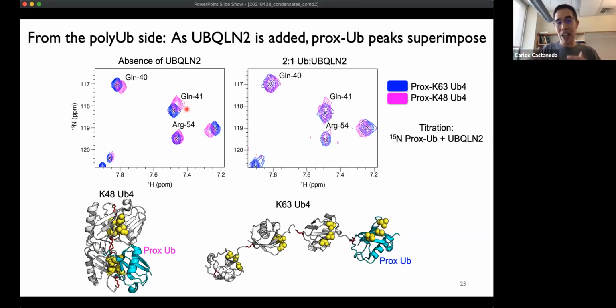We needed to open up this K48 tetraubiquitin so that the UBA domain can bind. When that happens, you start to see that the microenvironments of these two proximal ubiquitins are really similar to each other. That makes sense given what we just said about how we think we're having to open up this protein. All right, so this is what we think is happening, and we think this is the origin behind that sigmoidal behavior that we see with the K48 titration when we're looking at it from the ubiquilin side.